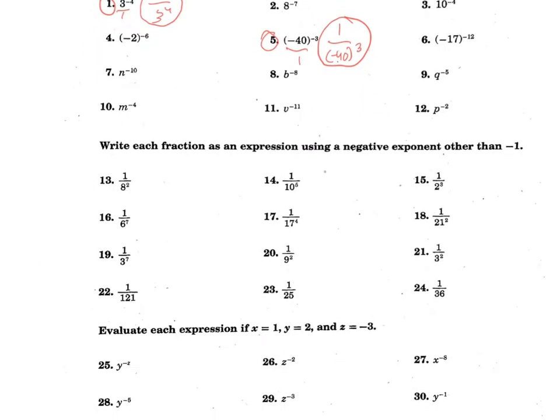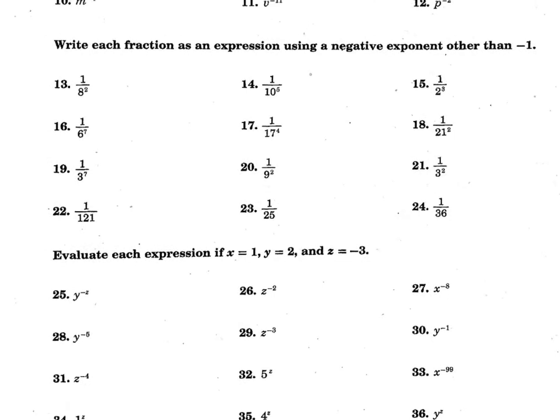I'm going to jump down to the middle section. I think you guys will do just fine on that top section. Now they want you to write your answer with a negative exponent, okay? So most of these already have an exponent on them. I want to let you do number 23 on your own because that one doesn't. Think of a number that can be squared or cubed or whatever to equal 25, okay?